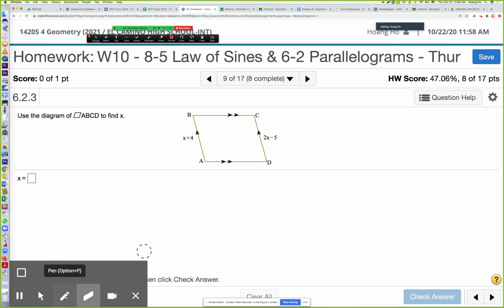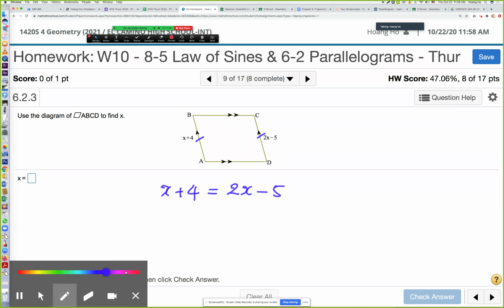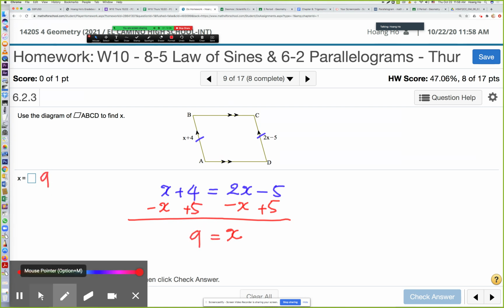Okay. Opposite sides have to be congruent. So I set up x plus 4 equal to x subtract 5, and I solve the equation. I subtract x on both sides, so I come out with no more x on the left side. I don't want negative 5 here, so I add 5 on both sides. So I come out x equals 9. So I put 9 right here, and then I'm done.